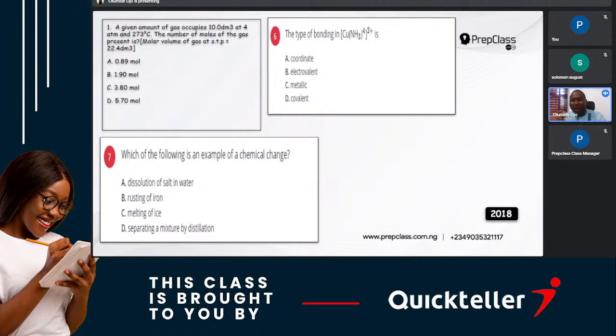So let's look at the one that cannot be gotten back again. The solution of salt in water, can I get my salt back again? Yes, by evaporation. Separating a mixture by distillation, yes, it's separation, so I can get it back again. Melting of ice, can I get my ice back again? Certainly, when I freeze it, I get my ice back. But rusting of iron, when my iron rusts, can I get back the iron from the rust? Not easily. So rusting of iron is a chemical change. Next question.